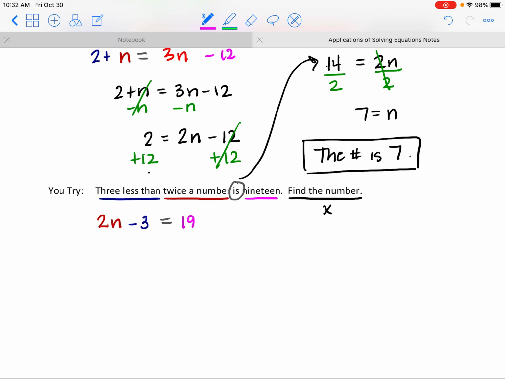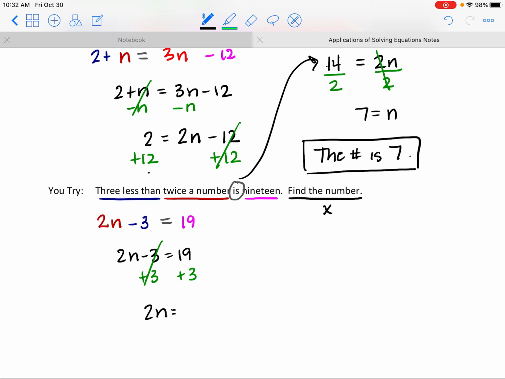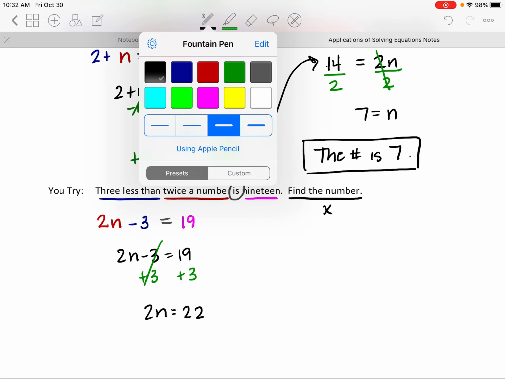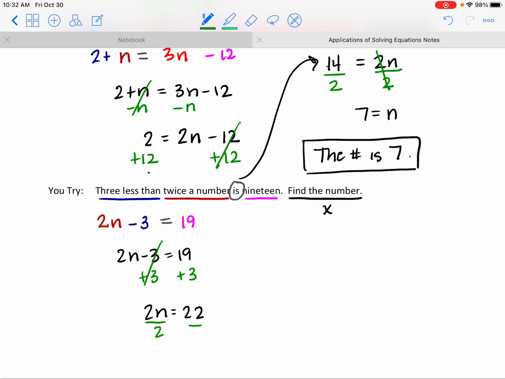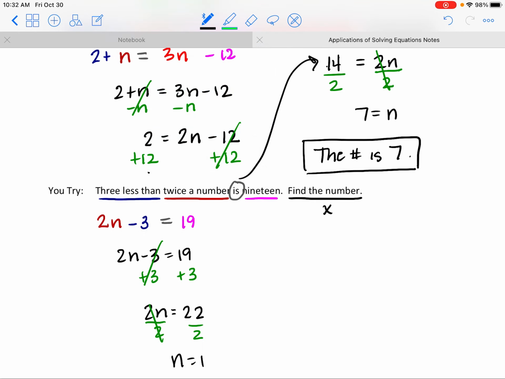And this one doesn't have to be simplified. Doesn't have variables on both sides. It's totally ready to be solved. So I'm going to write it all in one color here. If 2n minus 3 equals 19, we're ready to solve. So we're going to start by adding 3 to both sides. That's going to leave me with 2n equals 19 and 3 is 22. Then I can divide both sides by 2. And I'm left with my solution, n equals 11. So the number is 11.